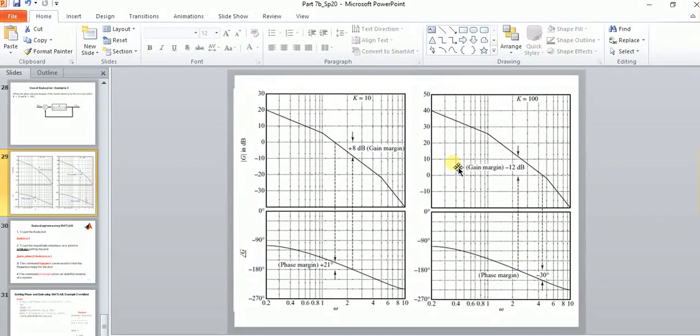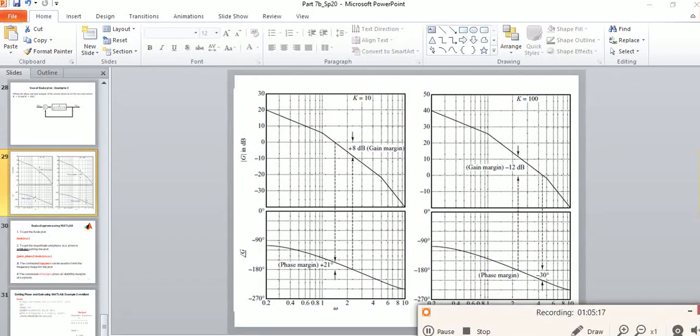Now this is the solution, again got from MATLAB. These two diagrams pertain to the case where k equal to 10, and these two are for k equal to 100. Now when k equal to 10, let us see the gain margin. We will start where the phase curve crosses minus 180. So this is the place, and then we go up straight. We are meeting this line below 0 because 0 decibel is here. So we have a positive gain margin, and that gain margin is 8 dB plus.